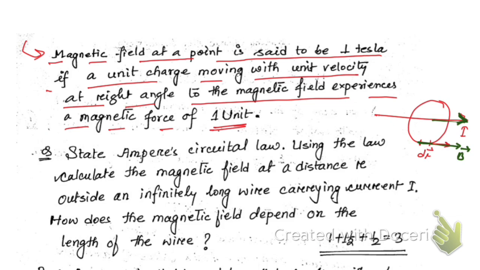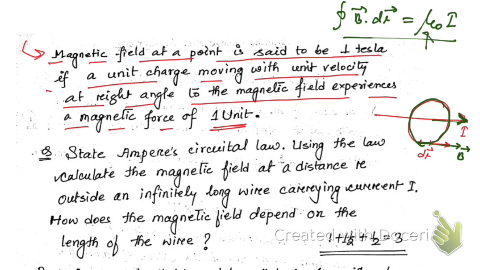Then the dot product of this magnetic field with the dl vector, if you take the line integral along this closed path, is equal to mu naught times I. That is Ampere's circuital law. Hope you know the meaning of mu naught. So let me give you the statement here.